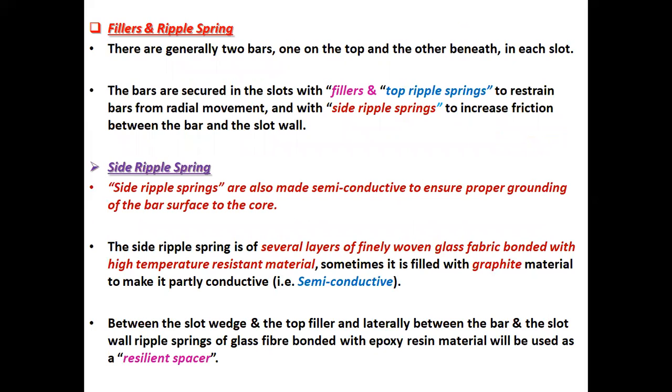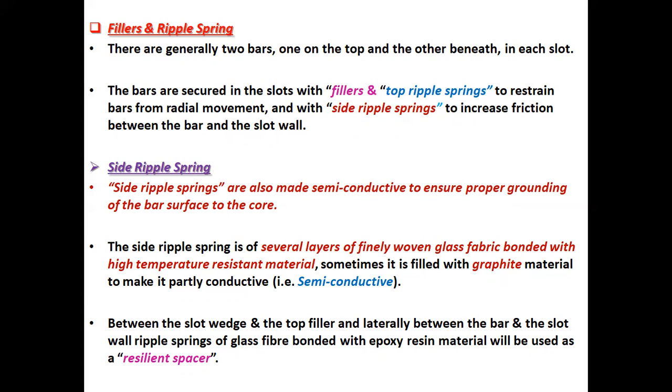Fillers and ripple springs. There are generally two bars, one on the top and the other beneath in each slot. The bars are secured in the slots with fillers and top ripple springs to restrain bars from radial movement and with side ripple spring to increase friction between the bar and the slot wall.